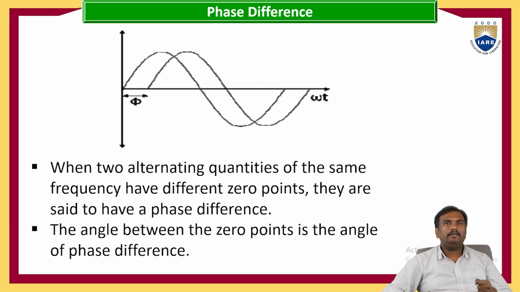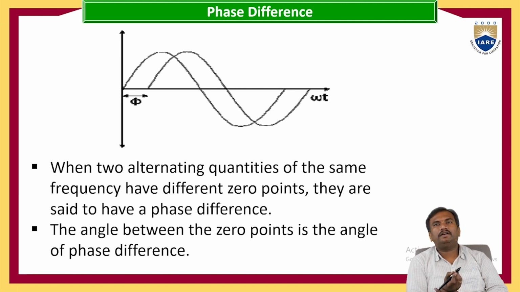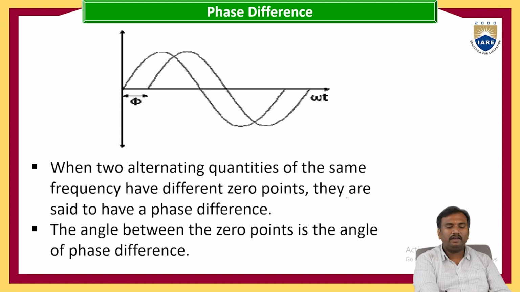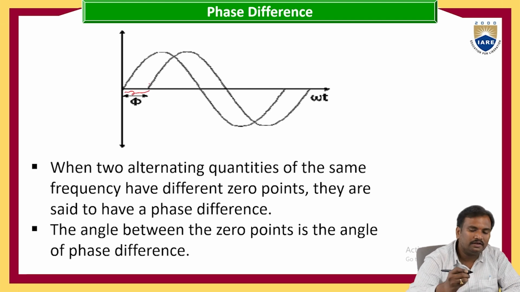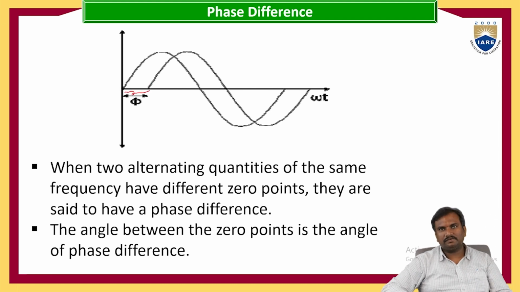And the phase angle difference: when two alternating quantities of the same frequency have different zero points, they are said to have a phase difference. The angle between the 0 points is the phase angle difference.